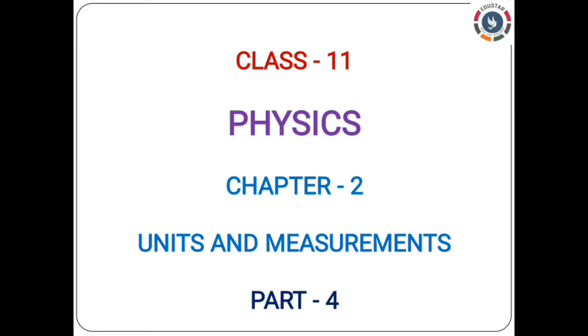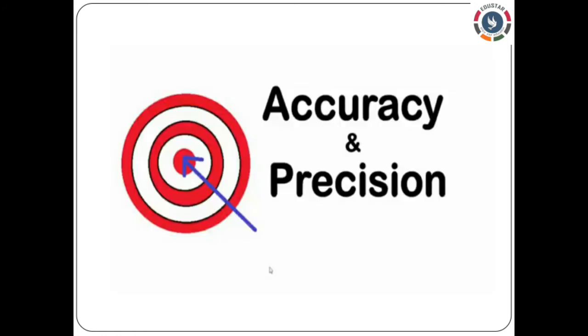In this session, this is part 4 of units and measurement. We are going to see accuracy and precision. So what do we mean by accuracy and precision? We might already have heard these words, like an accurate result and a precise value. Let us see what the actual meaning of these things is in our physics concept.